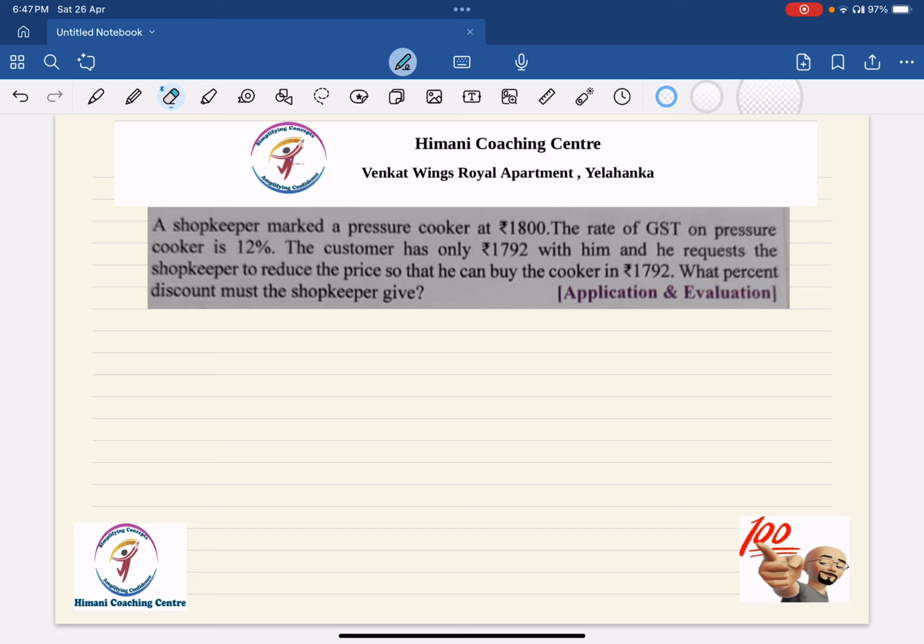Maths, physics, and chemistry. Today we are going to do questions from GST for ICSE board class 10th students, and these are the questions which are there in your competency and application based questions.